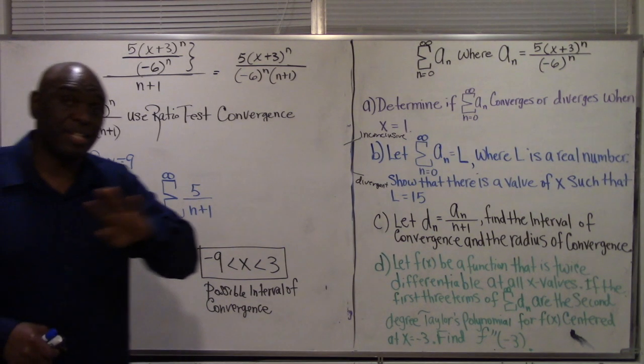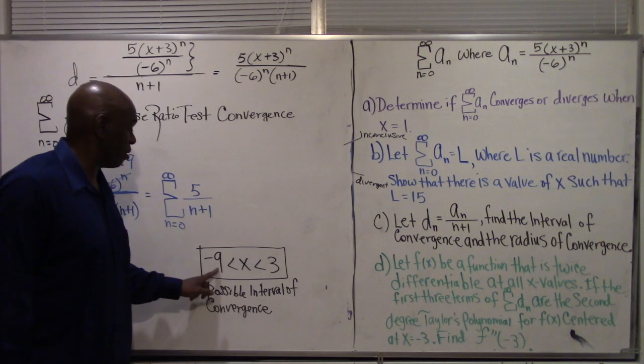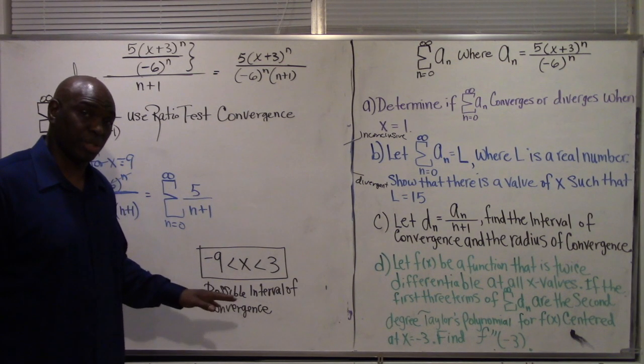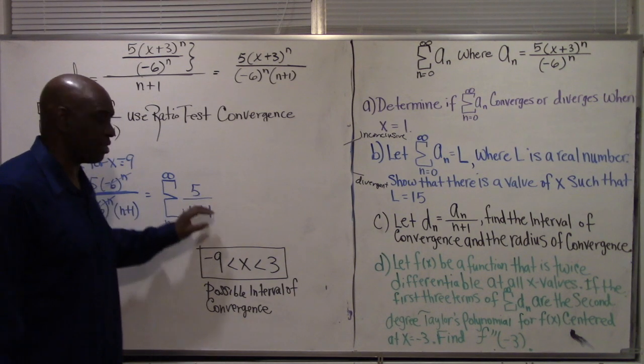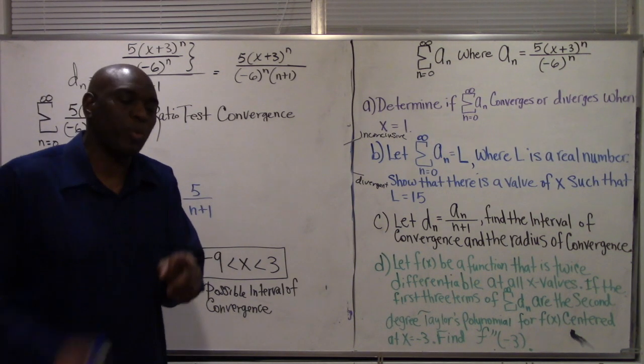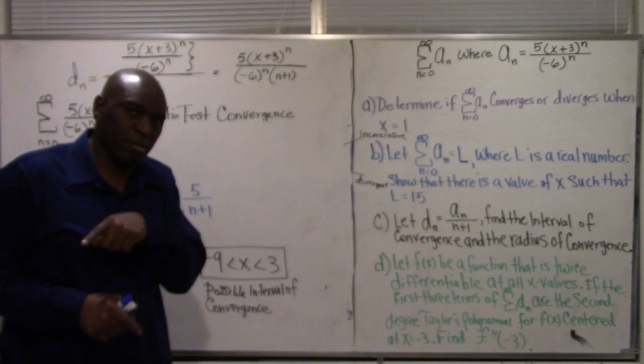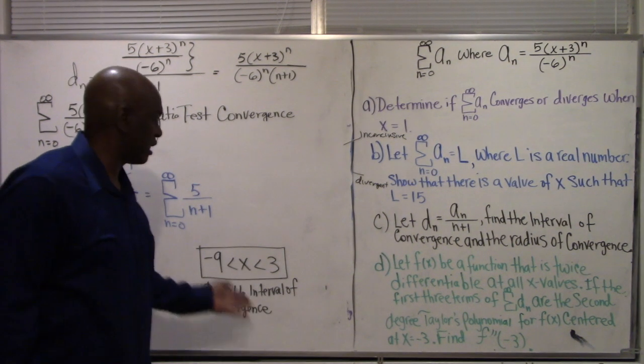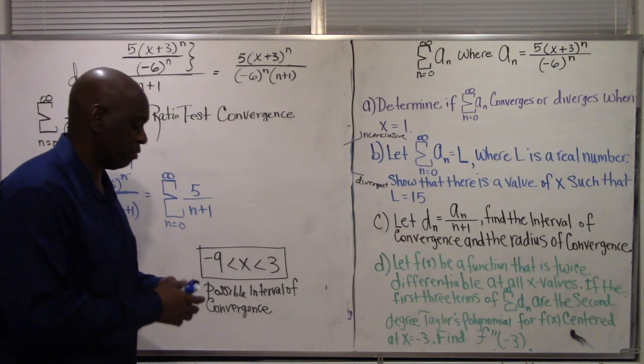Okay? If it diverges, then we're good with 9. 9 should remain excluded. Then we're good. If this series converges, then we have to include, bracket, negative 9. Converges, you have to include it. Diverges, leave it open, the way it is right now.